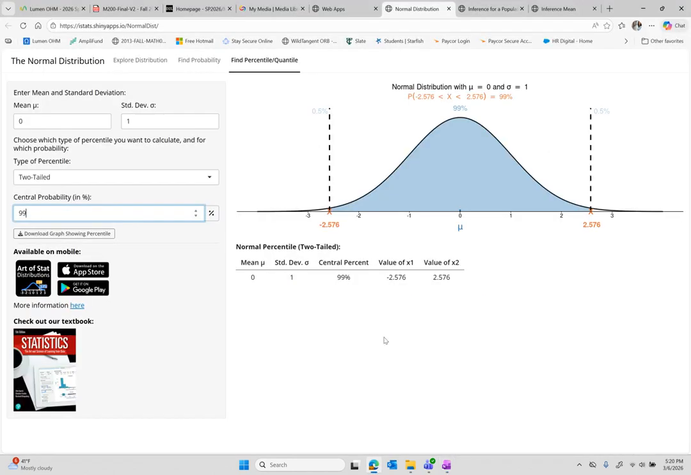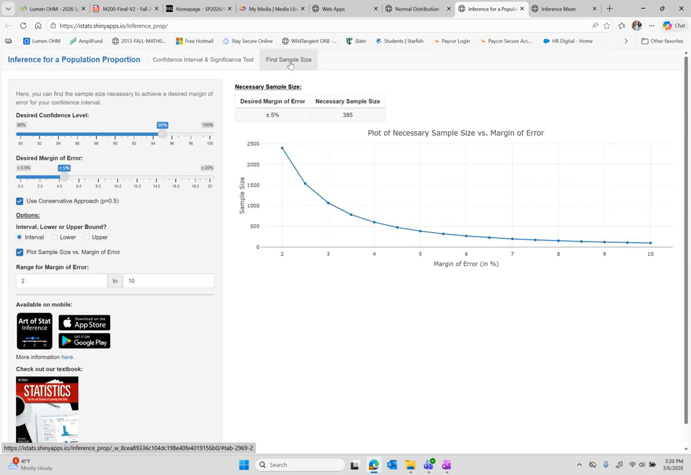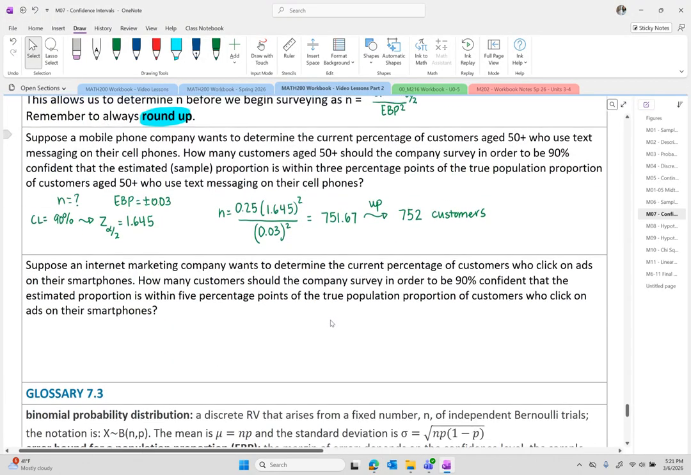Again, if you use the inference for the population proportion app, it has a find the sample size tab. It asks what you want the desired confidence level to be, and I want it to be 90. And what do you want the margin of error to be? I want it to be 3%. It tells me that 752 will be the desired sample size. So I didn't have to do the math.